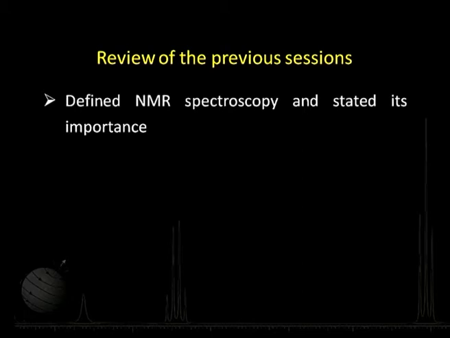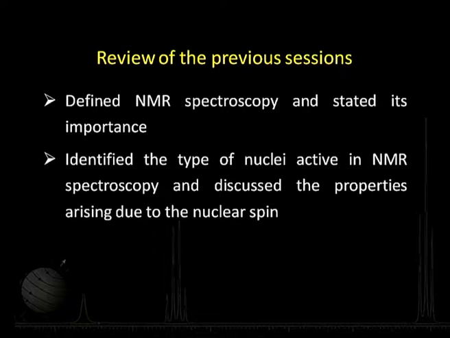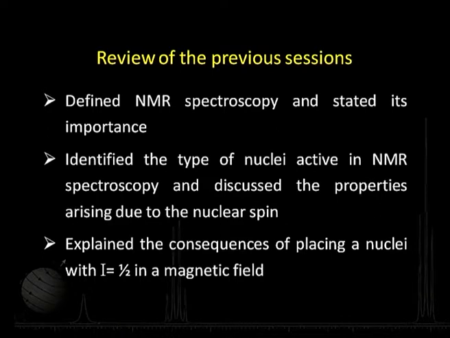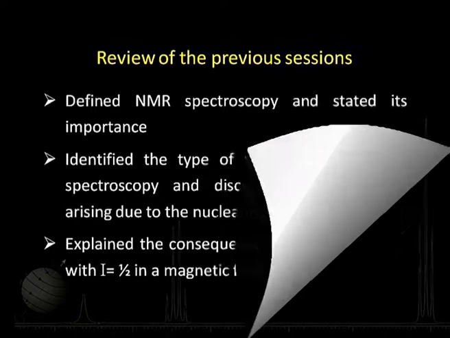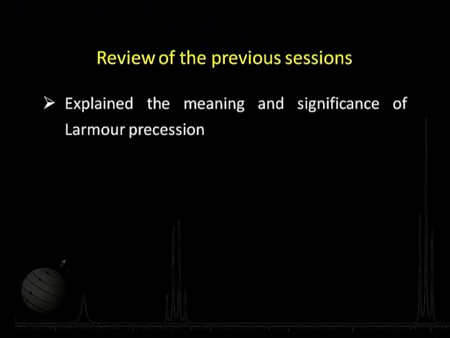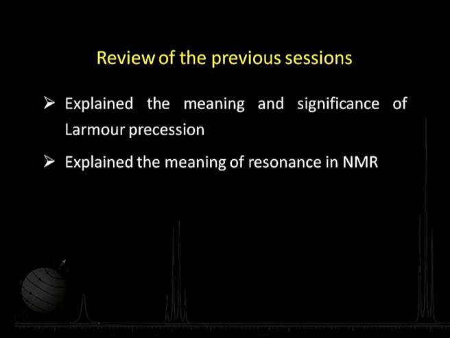Now, let us make a beginning by recalling what we have done so far. We started by defining what NMR spectroscopy is and stated its importance. Thereafter, we identified different types of nuclei which are active in NMR spectroscopy and discussed the properties arising because of their nuclear spin. And then we explained the consequences of placing such a nuclear spin, that is with I equal to half, in a magnetic field, and then we came down to talking about the meaning and significance of Larmor precession, and towards the end we talked about resonance, because we are talking about nuclear magnetic resonance.